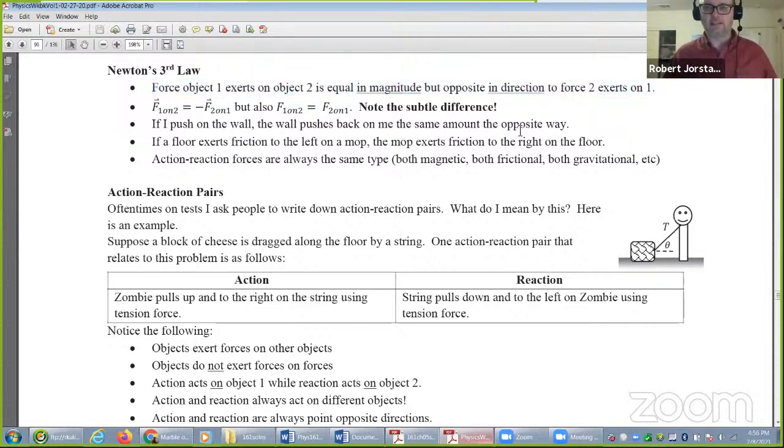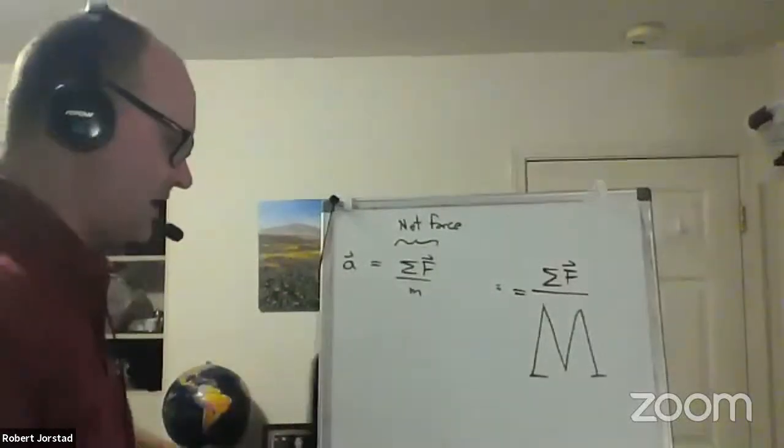Another way I like to say it is this. If I push on a wall, the wall pushes back on me the same amount in the opposite direction. In this case, I'm going to push on this whiteboard. I weigh about 240 pounds. I'm a big guy. This thing weighs probably 20 pounds. It's pretty light. So if I push on this object, who's exerting more force, me or the whiteboard? Who's pushing harder on who? It should be the same.